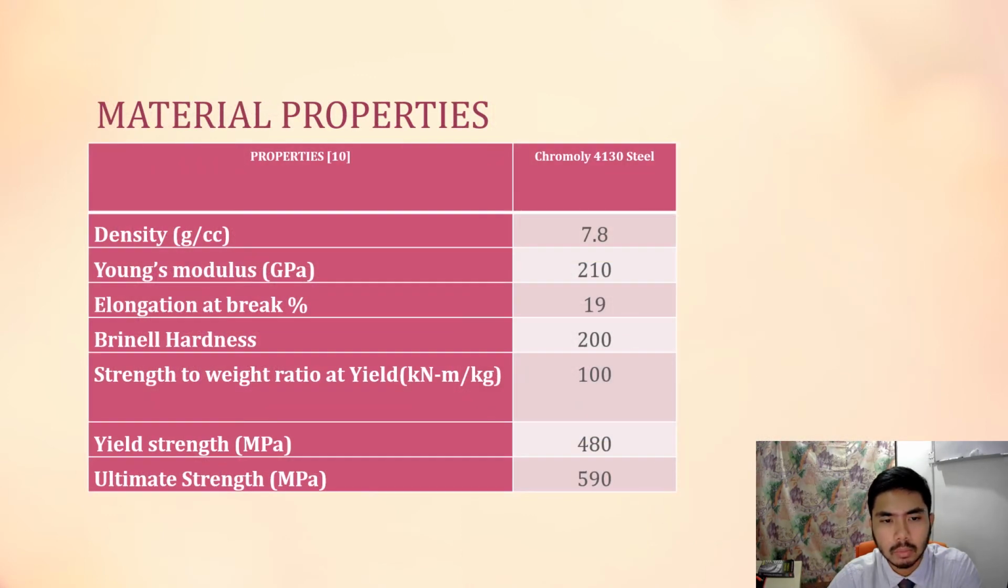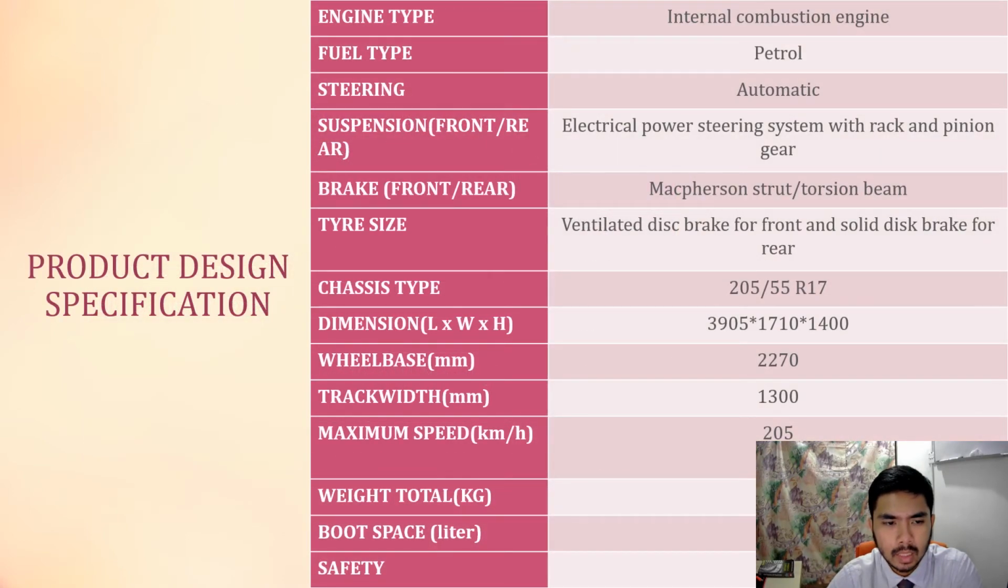So this is the material properties for common steel. And this is the product design specification that we collected from all departments, from engine, from bodywork, steering, and also brake.